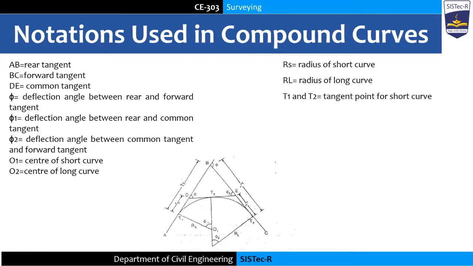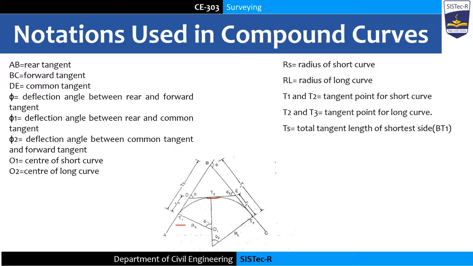After that, T1 and T2 are tangent points for the short curve. So these are the tangent points. This T1 is for the short curve, and T2 and T3 are tangent points for the long curve. So this T1, this T2 and T3 are the tangent points for the long curve. After that we have TS. So TS is the total length of the shortest side, that is BT1. So this is capital TS.